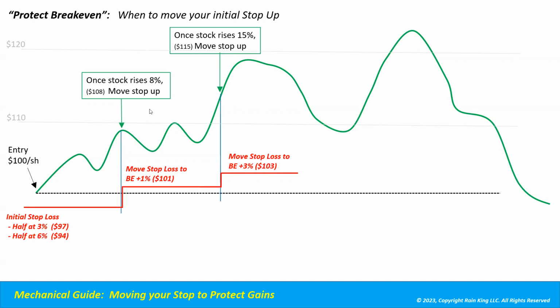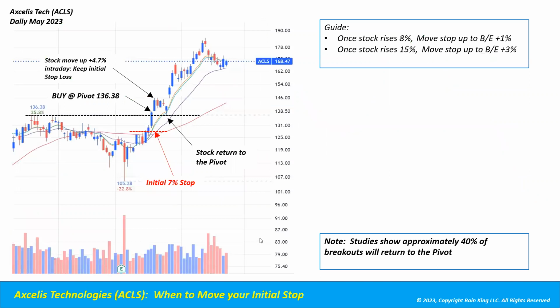We do that because we want to give the stock room to fluctuate naturally, but we also want to protect ourselves in case the stock completely rolls over and we don't want a good gain to actually become a loss. So it's really going to protect us from that by gradually raising the stop in increments. So let's look at this in motion.